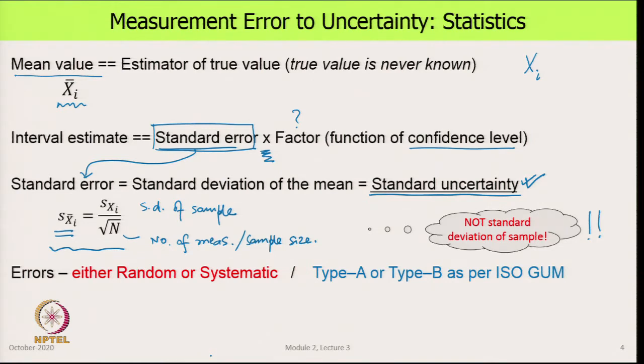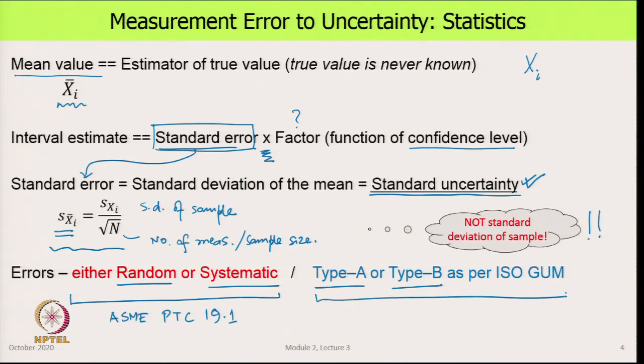Now, if we say that there were lots of errors coming into a measurement, then we can classify them in two ways. First, either as calling them random or systematic. This classification is coming from ASME PTC 19.1. We could do that, or we can classify those very errors, the same ones, in a slightly different way, which is type A or type B. This is as per ISO GUM.